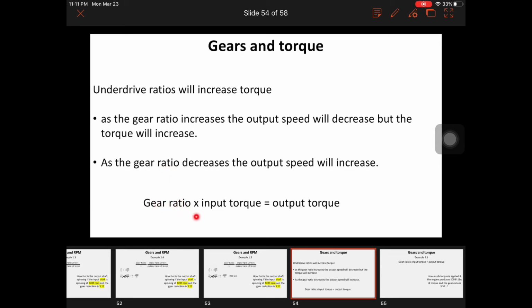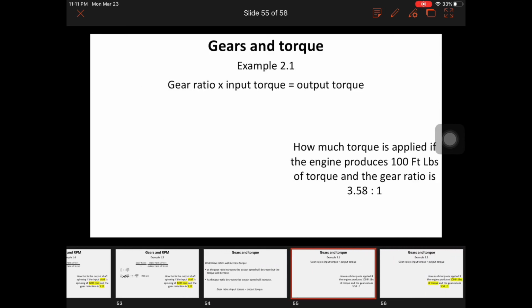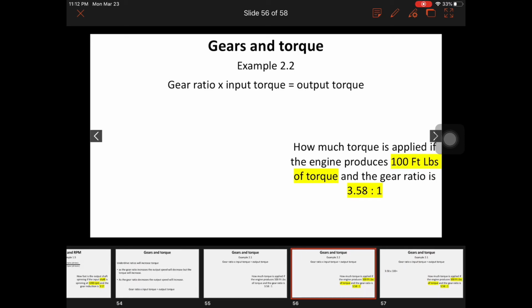So our math for this is probably the most simple one we've had this whole time. So it's going to be our gear ratio times our input torque equals our output torque. That's all you have to do. Pretty simple. So let's do an example for this one. And again, we'll say how much torque is applied if the engine produces 100 foot-pounds of torque and the gear ratio is 3.58 to 1. So let's make sure we highlight our information. There we go. So we have 100 foot-pounds of torque, and the gear ratio is 3.58 to 1, right?